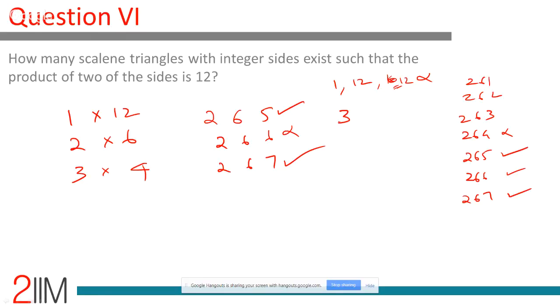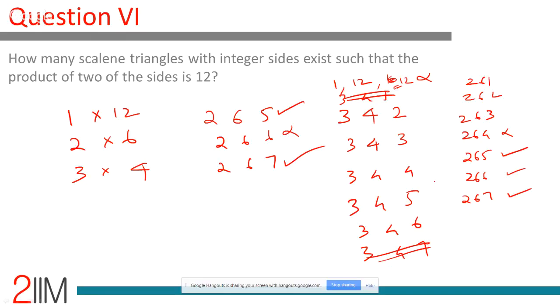Now let's move to 3, 4. 3, 4, 1 won't work. 3, 4, 2 can work. 3, 4, 3 can work. 3, 4, 4 can work. 3, 4, 5 can work. 3, 4, 6 can work. 3, 4, 7 won't work. So 3, 4, 2, 3, 4, 3, 3, 4, 4, 3, 4, 5, 3, 4, 6 will all work.